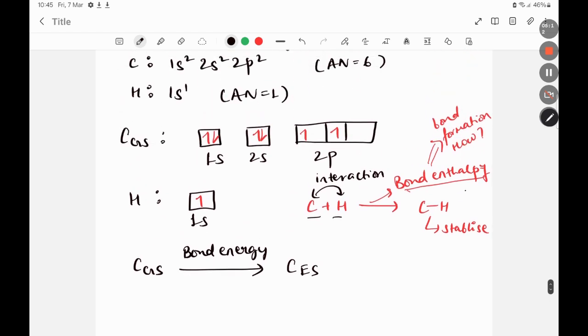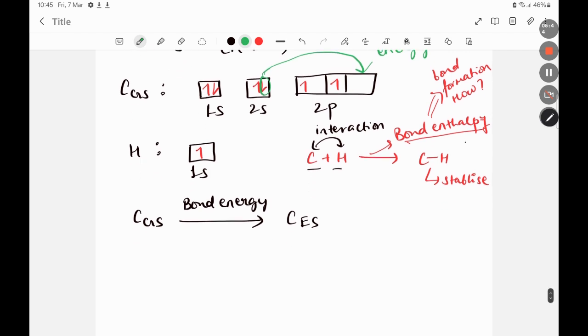So carbon ground state looked like this. What things will happen which will lead to carbon reaching its excited state? So what is exactly carbon's excited state? What happens over here is that one electron from the 2s orbital jumps to the vacant 2p orbital, and the energy required for this process to happen is known as the promotional energy.